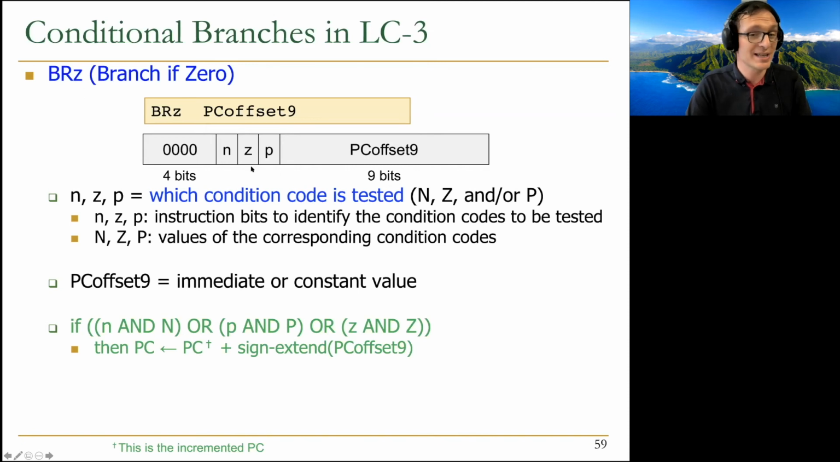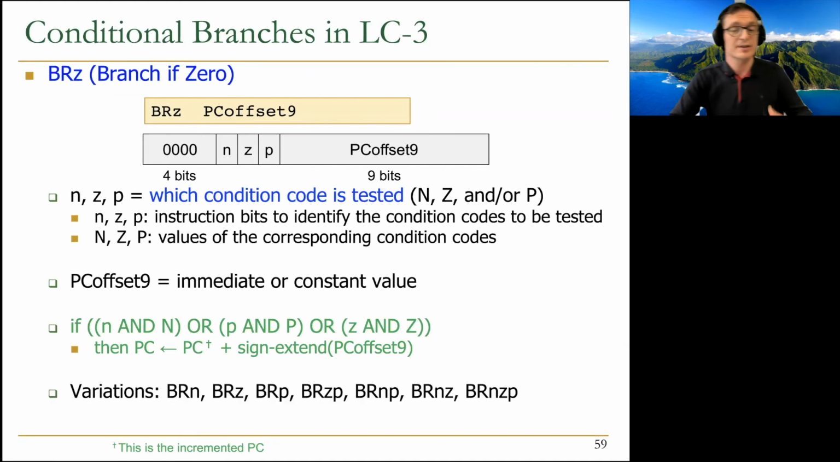So the Z is set to 1, and it will change the PC to this target value only if the Z condition code is set. It doesn't care whether any other condition code is set or not, because it's really testing the 0 value, whether the previous value that was written to the register was 0. So there are many variations of it, as you can see. In fact, there are 9 variations.